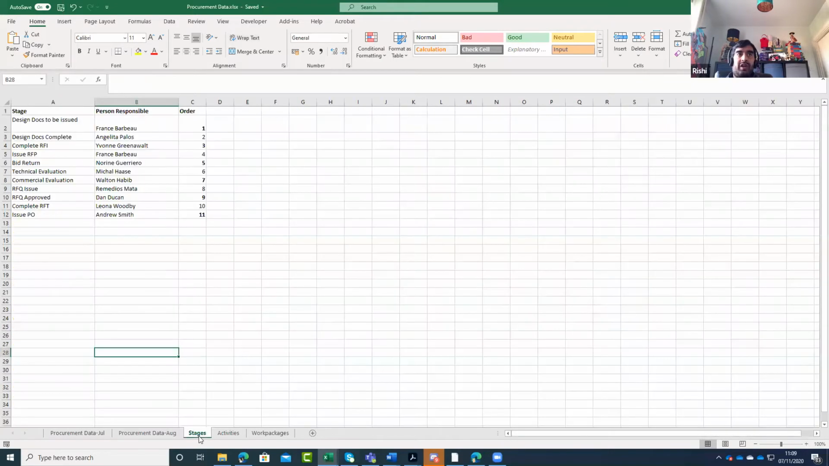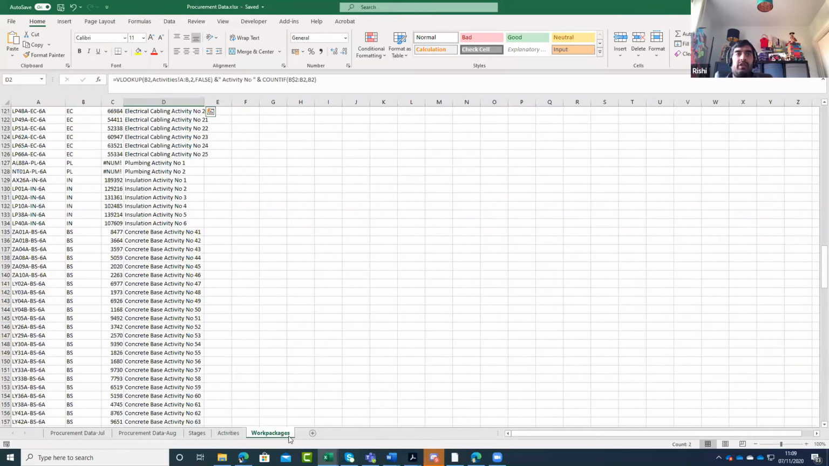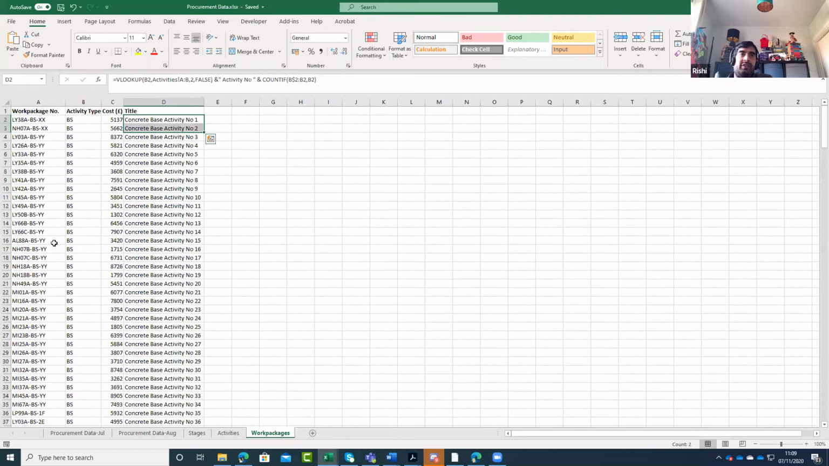We've then got some reference data. So we've got stages, the various stages that we've got. We've got a person responsible for them, and an order number. And this is quite a good thing to have in your reference data tables, because it will help when you come to do visualizations and things like that. Same thing with activities. The activities are within the work package code, and we've got a list of work packages here as well. So a unique list of all work packages.